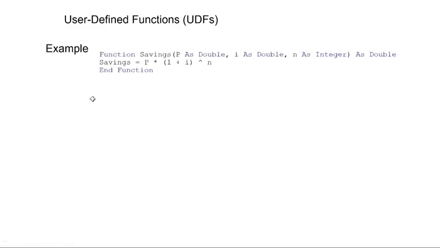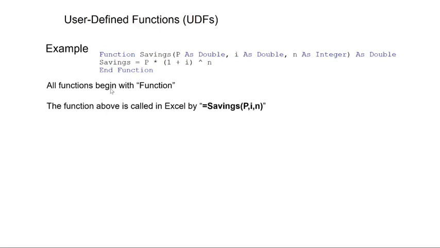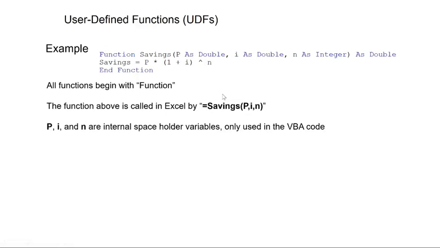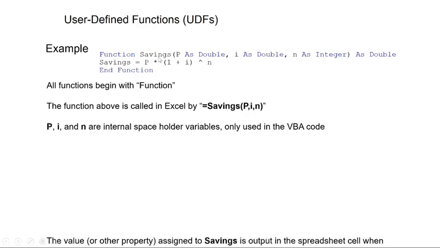So just a little bit of a debrief here on functions, user-defined functions. All functions begin with function. The function above in Excel, you call it in Excel by typing in the function. p, i, and n are internal placeholder variables. When I write this in the editor, they're only used in the VBA code. I could have just as easily written a, b, and c as long as I replace that. I have a, b, and c here. They're just used internally in that function.